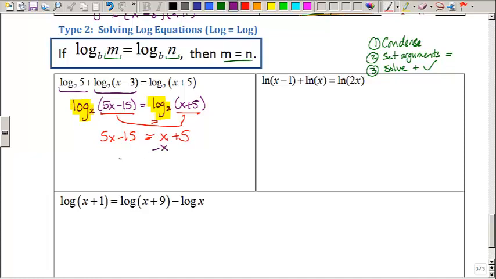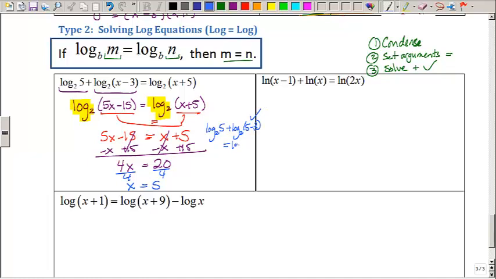And then I solve for x. Which leaves me with 4x equals 20. Divide both sides by 4, and my potential answer is 5. To check the potential answer, I need to plug 5 in to each of the arguments. The first one, log base 2 of 5, doesn't have an x, so we don't have to worry about that one. Log base 2 of 5 minus 3. 5 minus 3 is 2, positive.